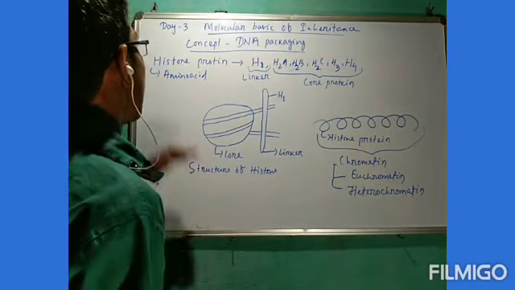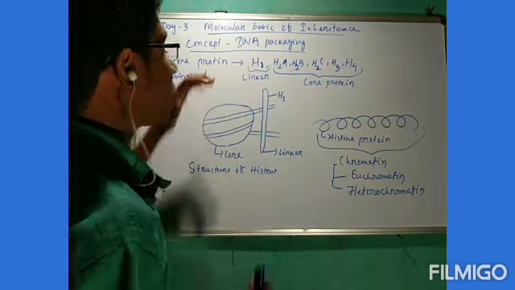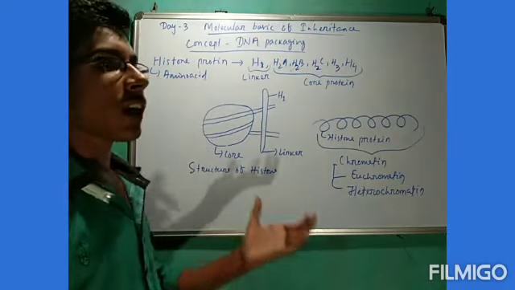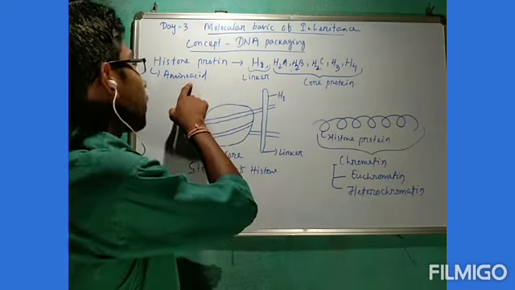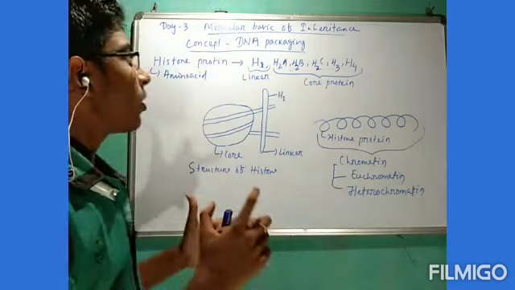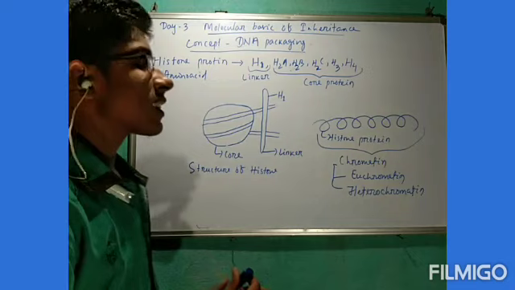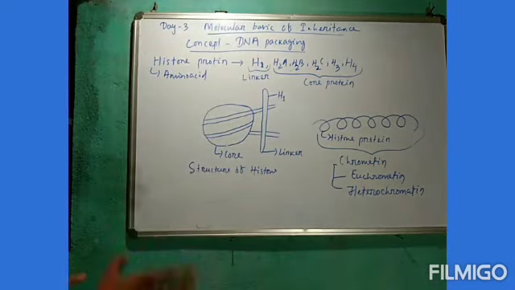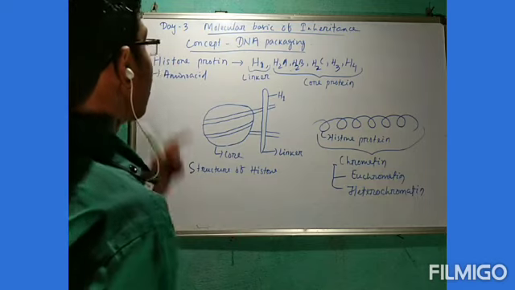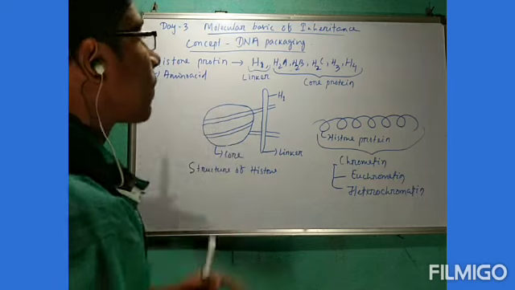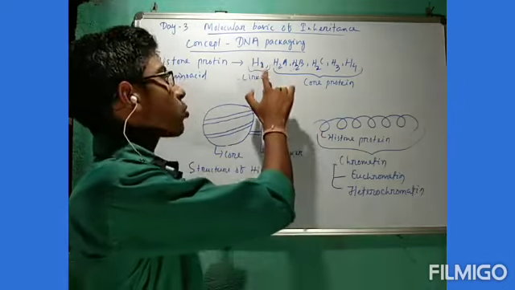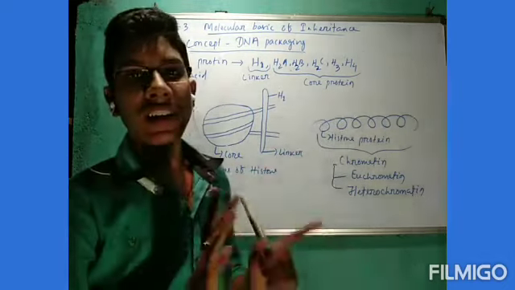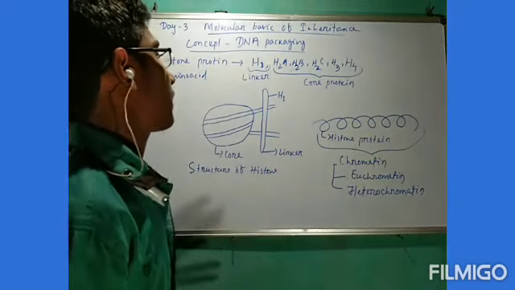DNA is packed with the help of histone protein. Histone protein is positively charged, because it is rich in the amino acid residues lysine and arginine. Arginine and lysine are present in histone protein. Histone protein is of 5 types: H1, H2A, H2B, H3, H4. 5 histone proteins are present.